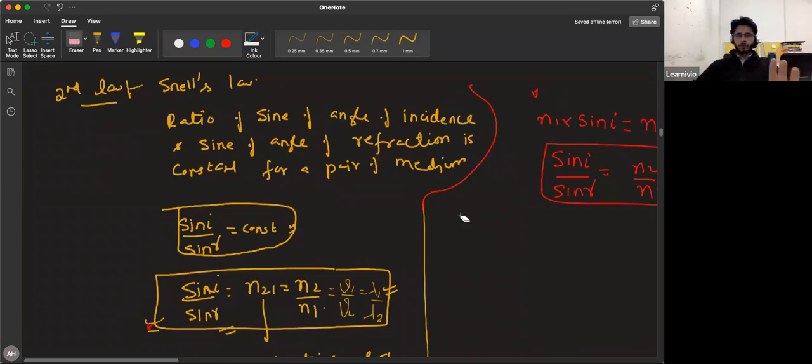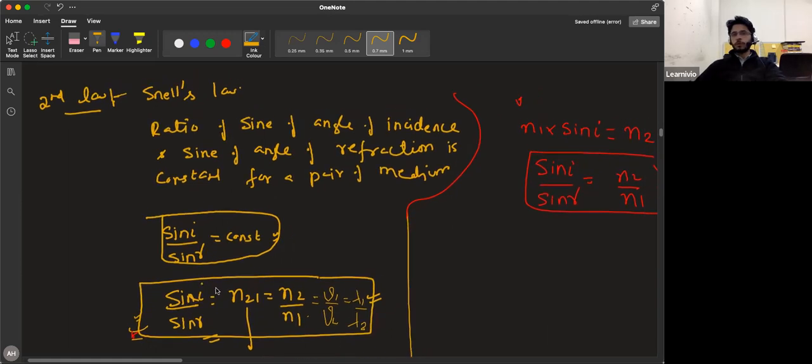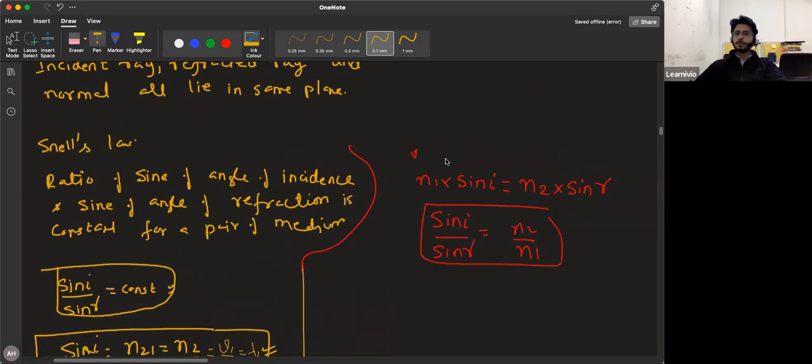Okay, let's do the second part. Applying Snell's law in this form, like sin i by sin r is n2 by n1, can sometimes be very confusing. You can get confused about when to take n2 by n1 and when to take n1 by n2. So to avoid any confusion, you should apply Snell's law in product form. How do we apply Snell's law in product form?